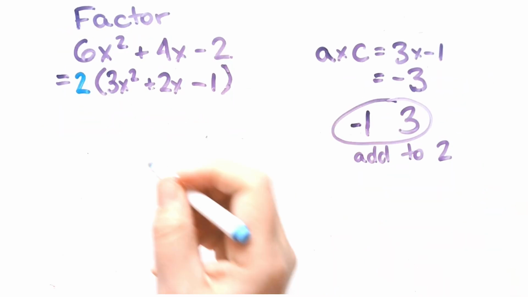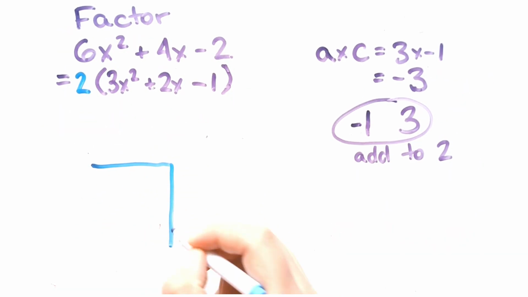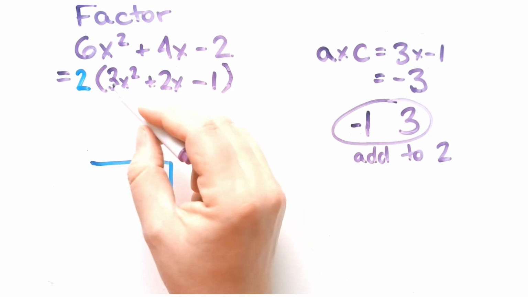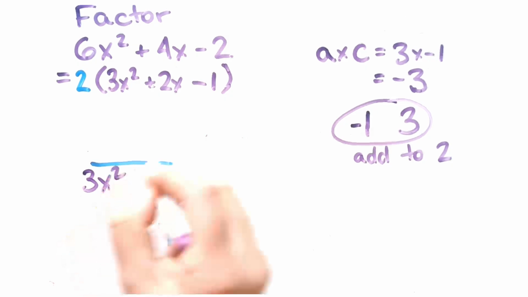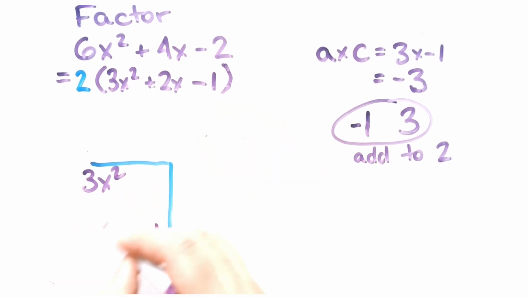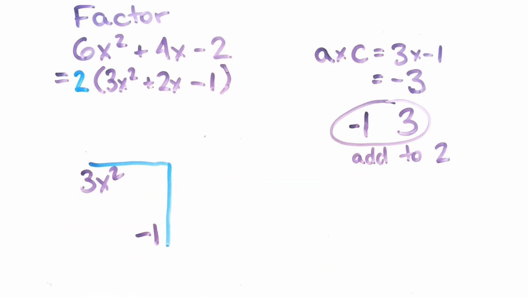So now I'm going to, again, set up that little box. And I will put my very first term, 3x squared, here. My last term, -1, here. And then in these corners, I will break it up with these factors. It doesn't really matter which one goes where, so I'm going to put 3. But instead of 3, I'm just going to make it 3x and negative 1x.